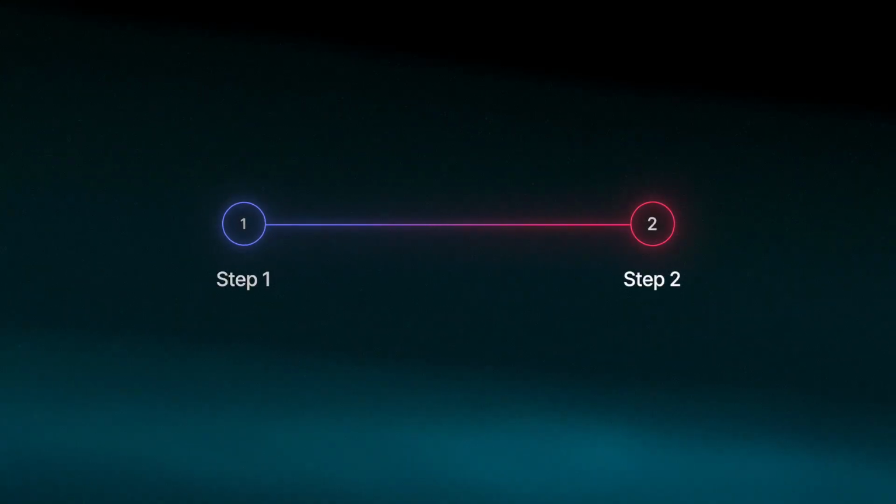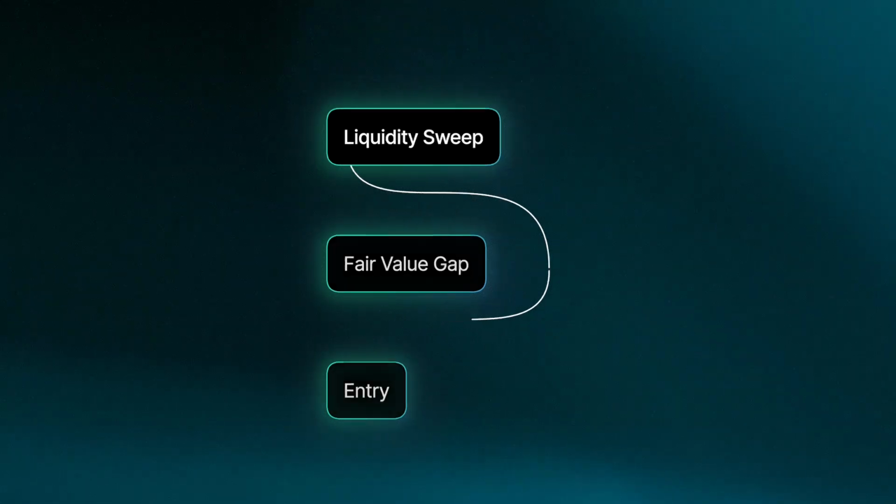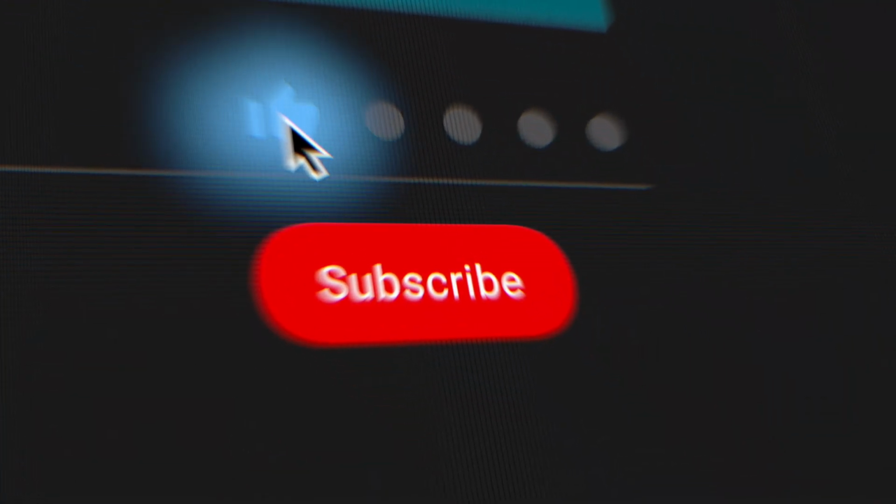In this video, I'm going to show you 2 easy steps you can follow to get the perfect entries. The first is a liquidity sweep and the second is a fair value gap. When we combine these two together, you are going to see how you can enter the trade. Let's get straight to the video.